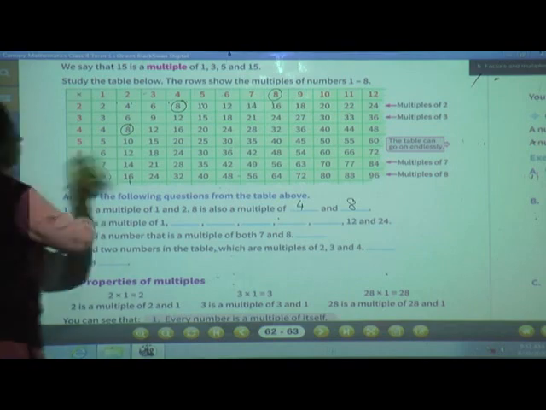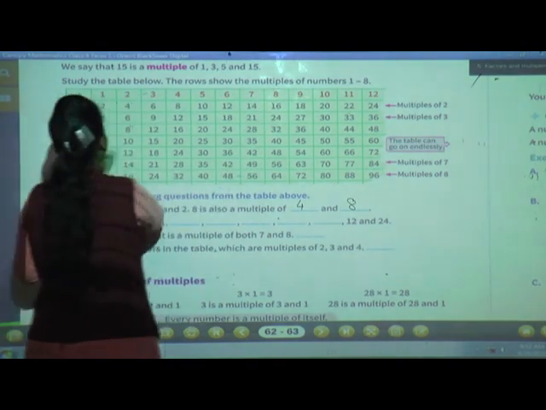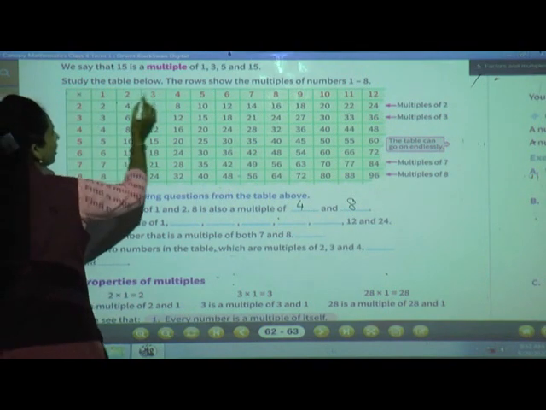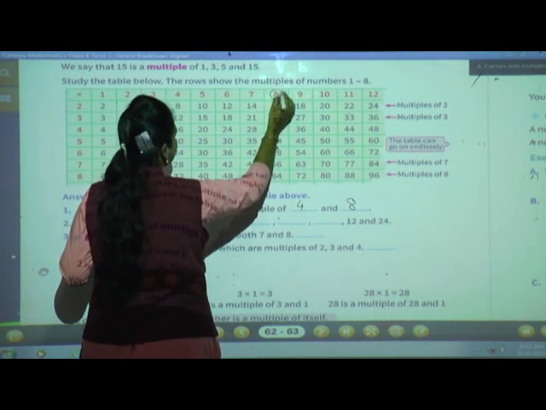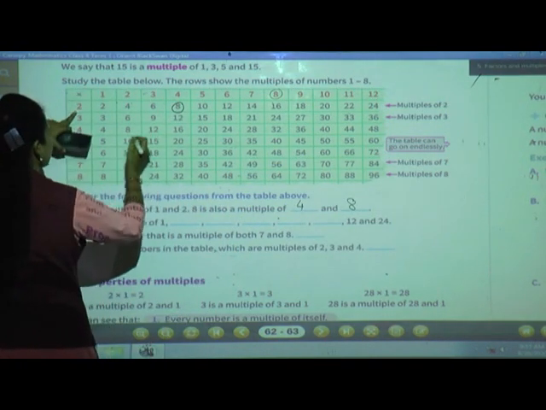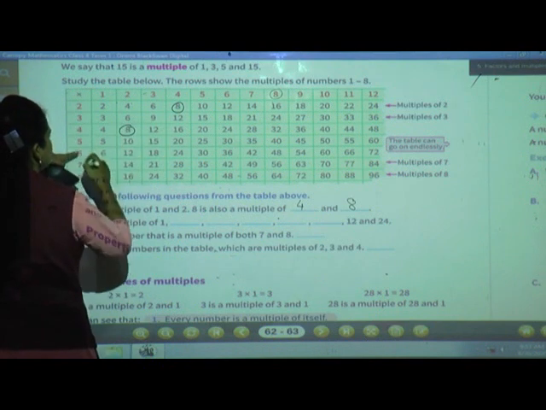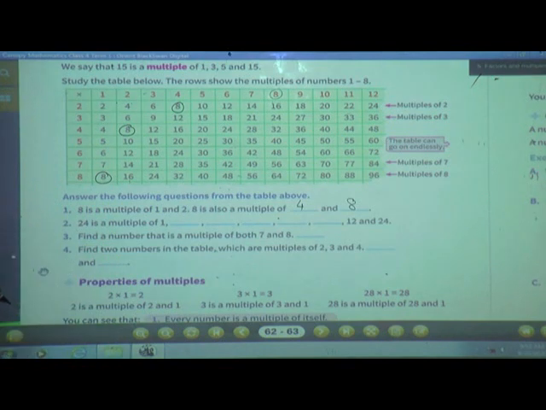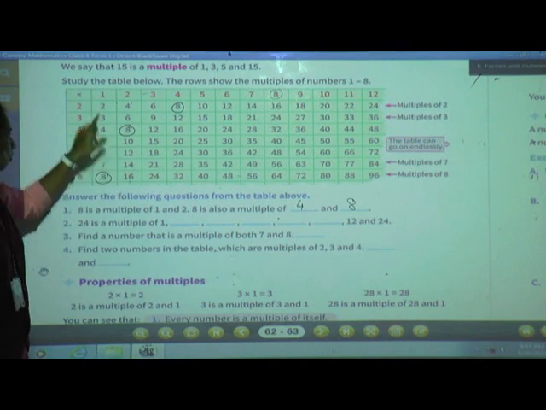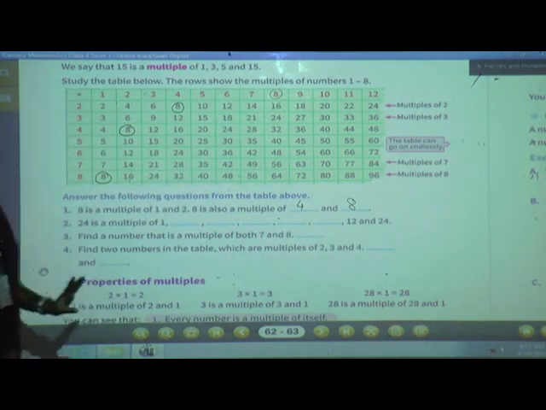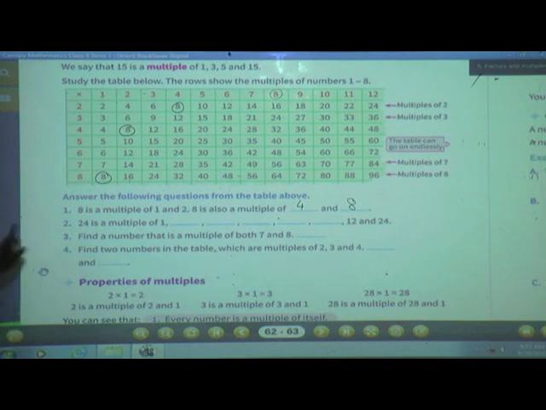Okay, you can say in this way also. If I go horizontally, see here, the 1 table. In the 1 table 8 is there, isn't it? In the 2 table, yes, 8 is there. In 3, not there. In 4, it is there. In 5, not there. 6, not there. 7, not there. In the 8 table, yes. Understood? So what we are writing, 8 is a multiple of 1, 2, 4 and 8. Are you getting? Understood? The next question.